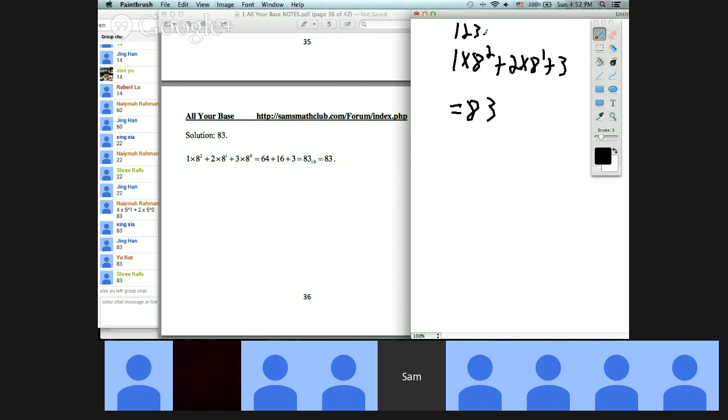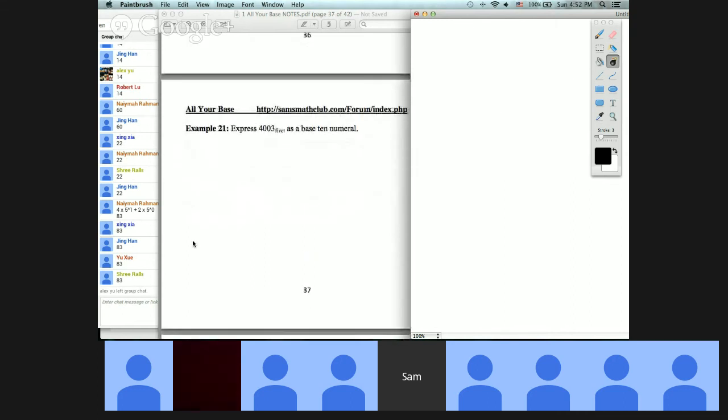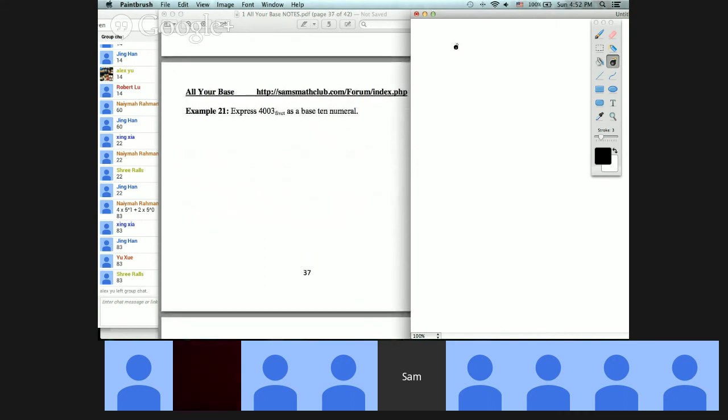Normally, if it was base 10, it would be 1 times 10 squared, which would be 100. So 1 times 100 plus 20 plus 3 equals 123. But since you have it in base 8 up here, you have 1 times 8 squared instead of 10 squared. Okay, onwards. Try 4003 base 5 as base 10.